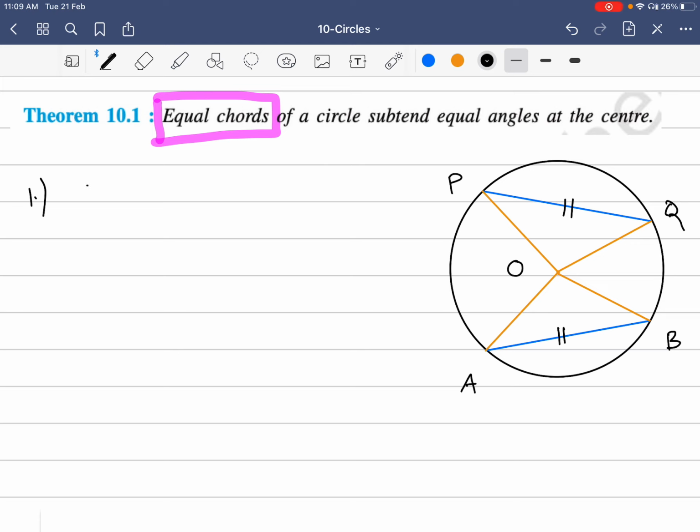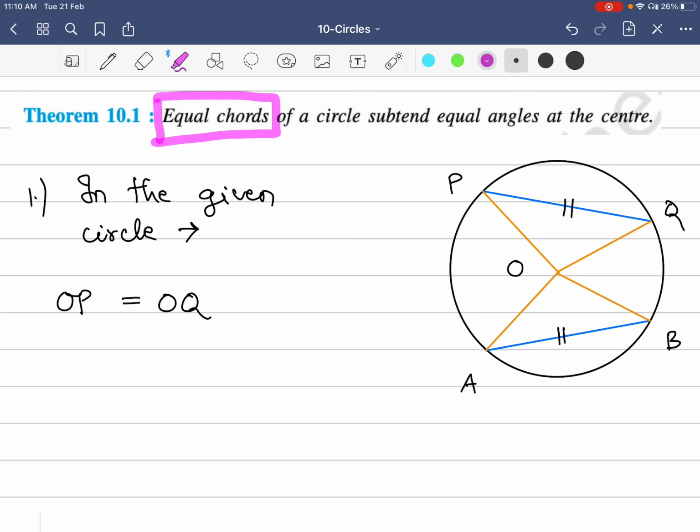So in the given circle, now OP is equal to OQ. Okay, let me use a highlighter. So this OP is equal to OQ, which is equal to OA, which is equal to OB. Why so? Because they all are radii of the same circle.